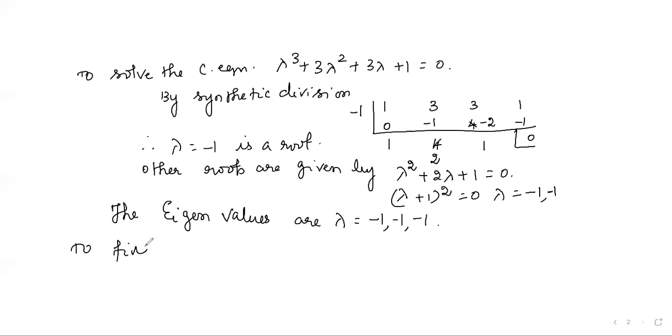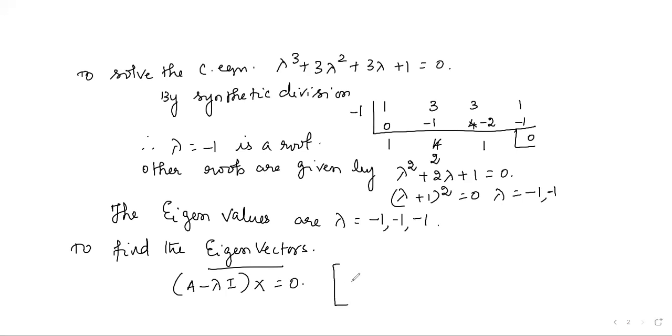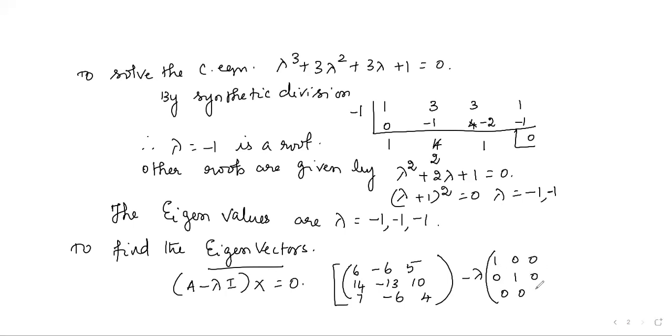So next we have to find the eigenvectors. Since here all the three eigenvalues are same, we have to find out three different eigenvectors by solving this equation: A minus lambda I on x is equal to 0. So A minus lambda I on x, A is the given matrix. So write down the given matrix, 6, minus 6, 5; 14, minus 13, 10; 7, minus 6, 4, then minus lambda into, it is a 3 by 3 matrix, so you have to take the 3 by 3 identity matrix, 1, 0, 0; 0, 1, 0; 0, 0, 1.